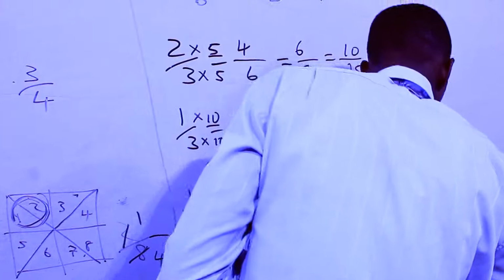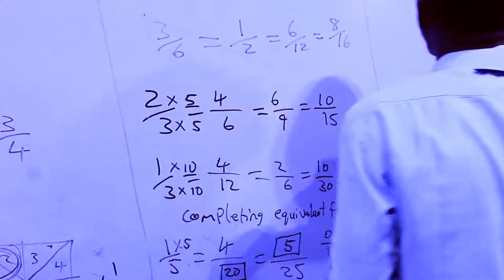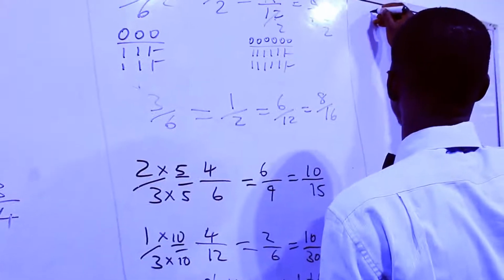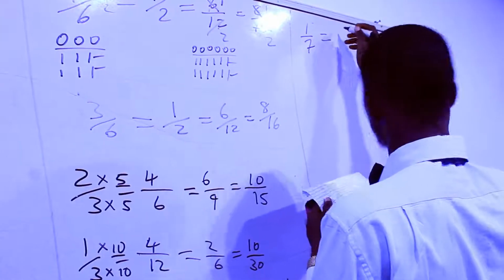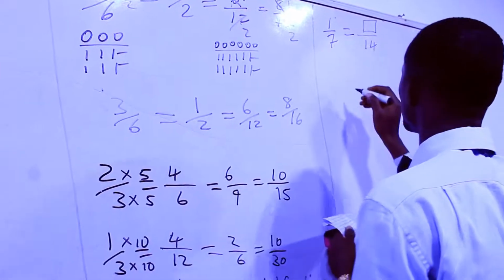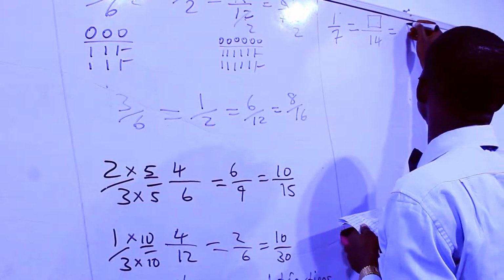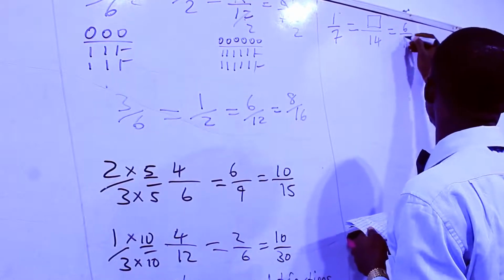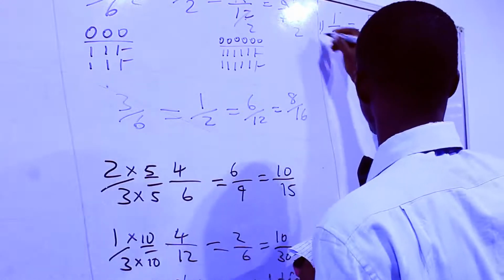Now, I want you to try this at home. Find the equivalent fraction of this. 1 over 7 equals blank over 14 equals 6 over, we don't know. Find it. That is number 1.